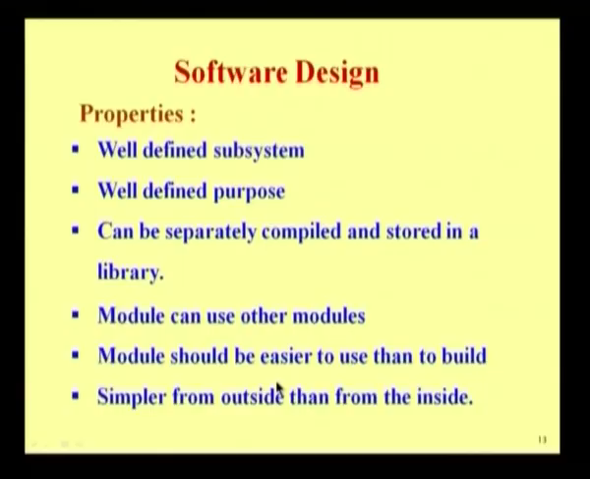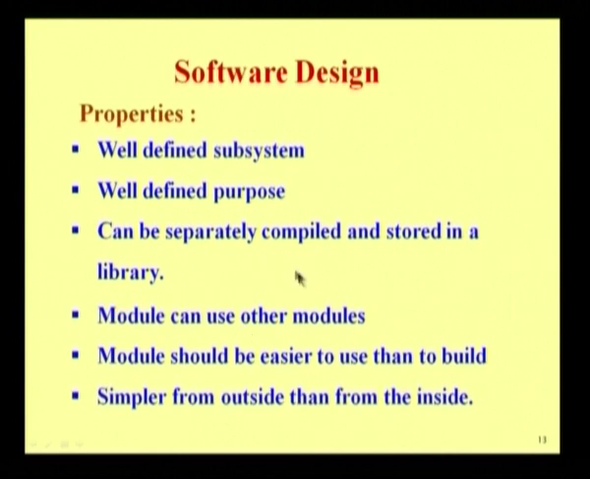Now, when I come across a few faults in this particular unit, they have to be rectifiable, and only when it is considered as a module will it be rectifiable. Now, I will hint at some of the properties that are very much required for software design. The first property is that a well defined subsystem needs to be properly understood. A well defined purpose has to be provided, and it can be separately compiled and stored in a library.